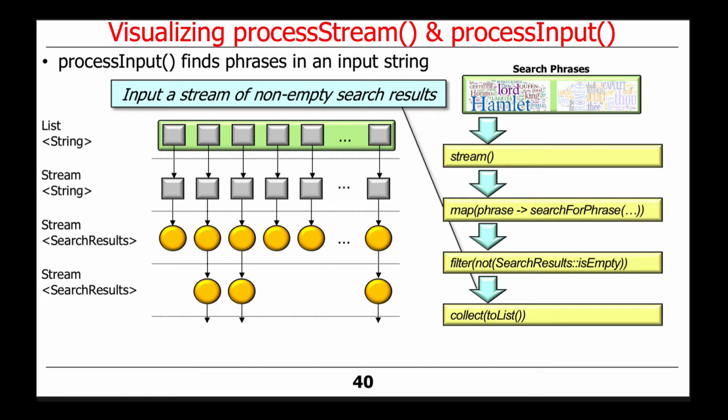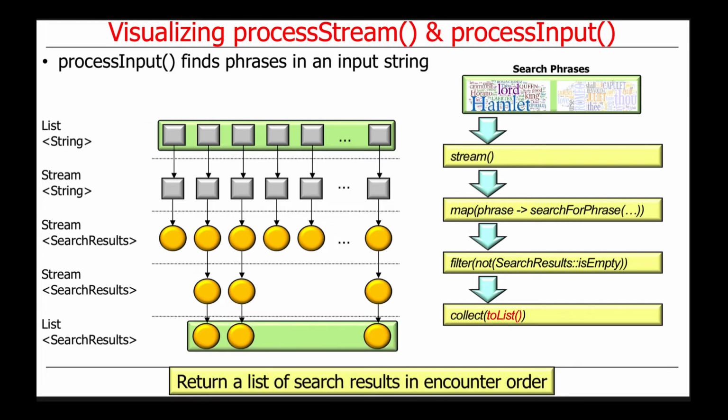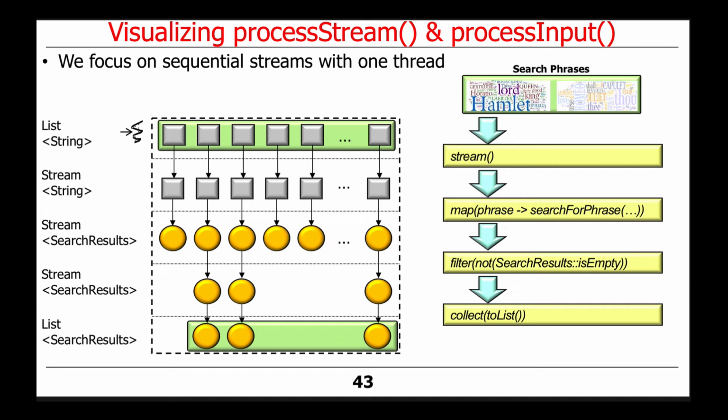Then we call collect, and as you know, collect triggers intermediate processing, and then it creates a list of search results, again in encounter order, where encounter order in this context is the order in which we look for the search phrases themselves. Everything here runs within one thread of control. That's why it's slow relative to the parallel versions.